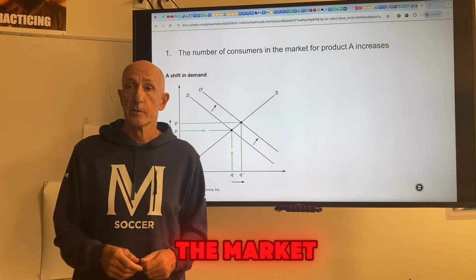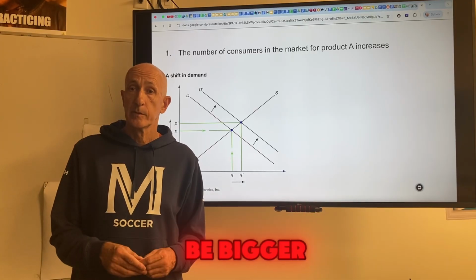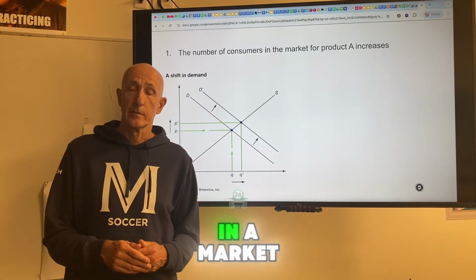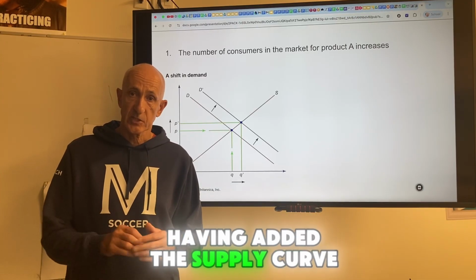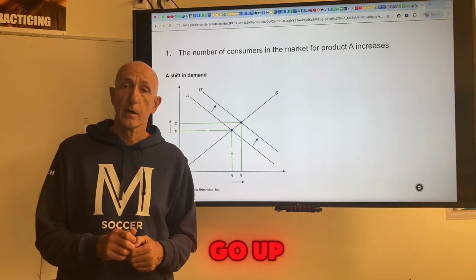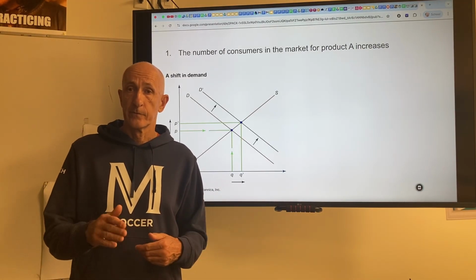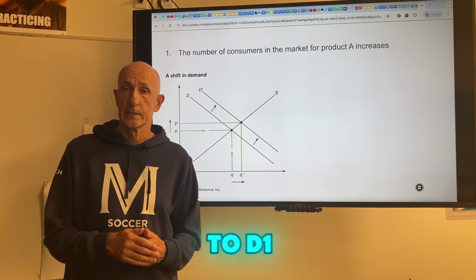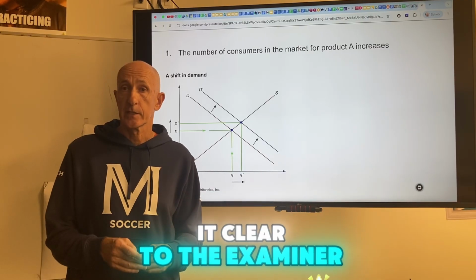Number of consumers in the market for product A increases. So as more consumers, the market demand is going to be bigger. Demand curve shifts to the right from D to D1. In a market, and you haven't quite got to this point yet, but having added the supply curve, the price is going to go up. So that's important. But with this question, you can just show an increase in the demand for D to D1. The arrows are also useful just to show the direction of change, make it clear to the examiner.